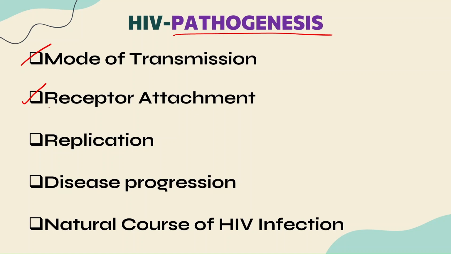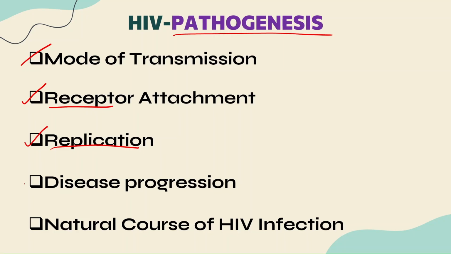A bit of knowledge about the receptors, that is what is the main receptor, what is the co-receptor, and some related points like the mutation in the receptor, that is the delta 32 mutation, and also the details of the DC sign receptor. Then how it is replicating inside the host cell. Once it has attached to the receptor and gained entry inside the host cell, how it is going to replicate, that whole flowchart I will be explaining under replication.